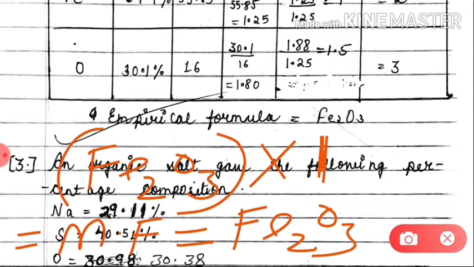So this is the example which is given in your NCERT. When you see the NCERT exercise, then in question number 3 the empirical formula is asked, and in question number 8 the molecular formula of the same question is asked. So in the exercise, question number 3 and question number 8 are the same.